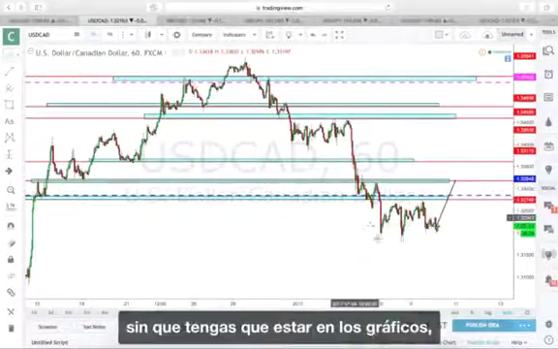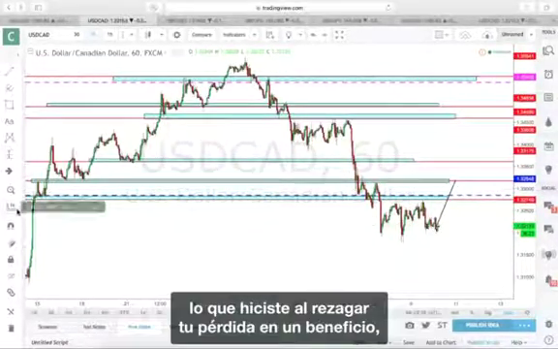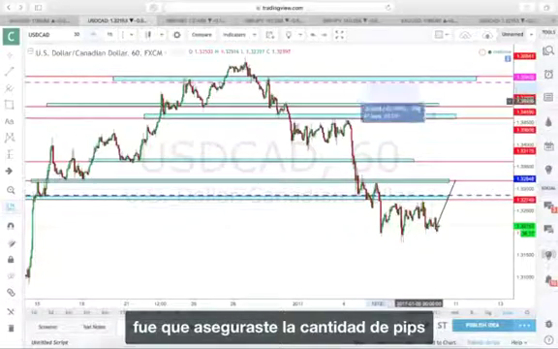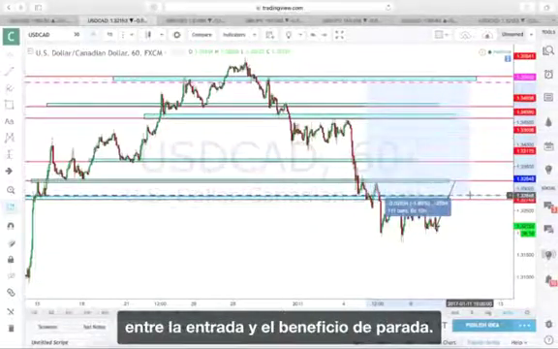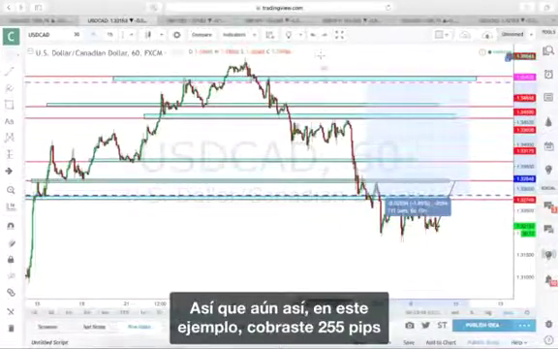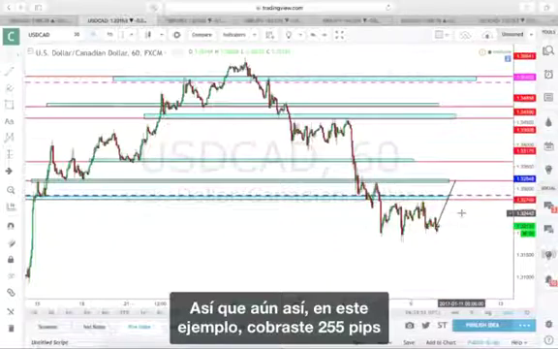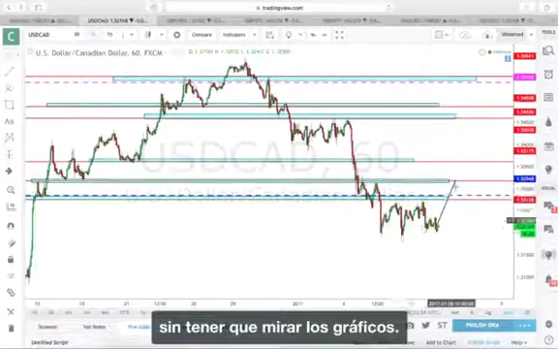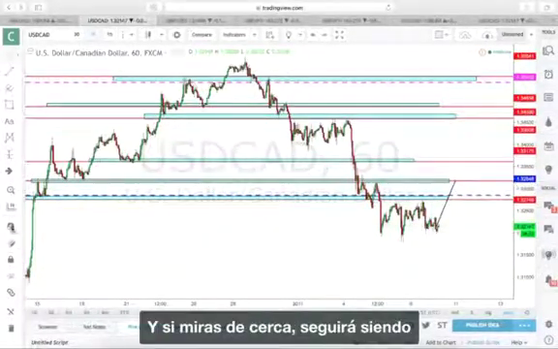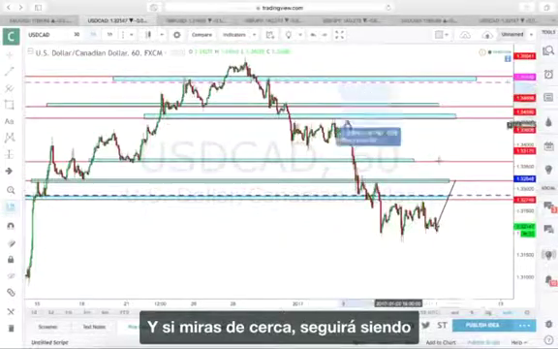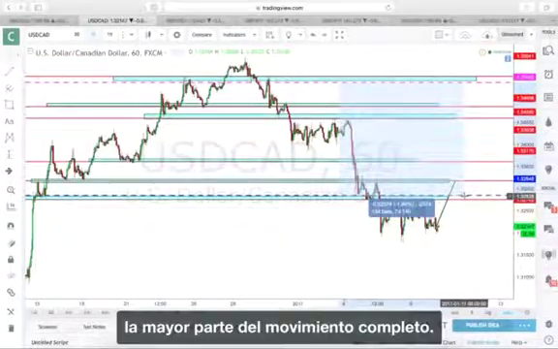Now, the reason why I do that is if price decided to move without you having to be in the charts, what you did by trailing your stop loss into a stop profit was secure the amount of pips in between the entry and the stop profit. So you still, from this example, collected 255 pips without having to look at the charts. And if you look closely, it was still the majority of the entire move.